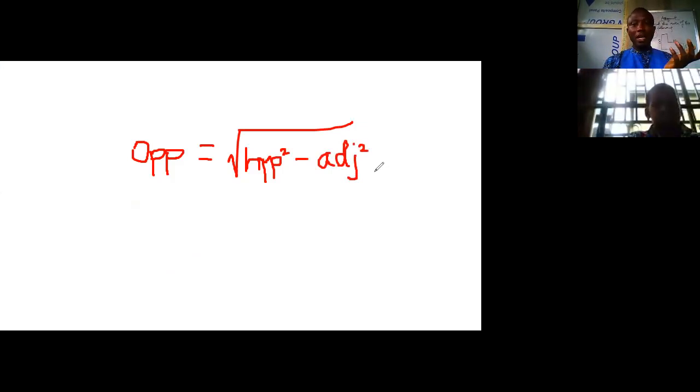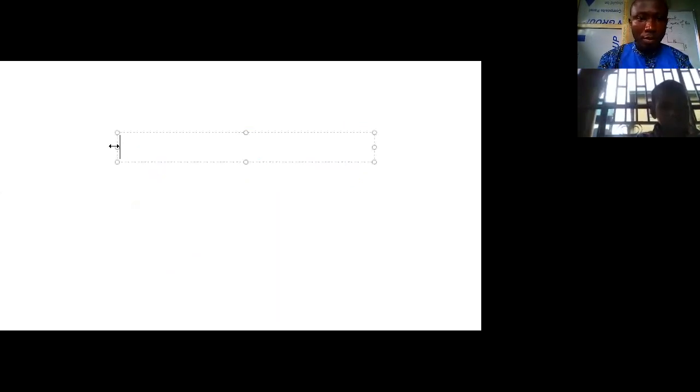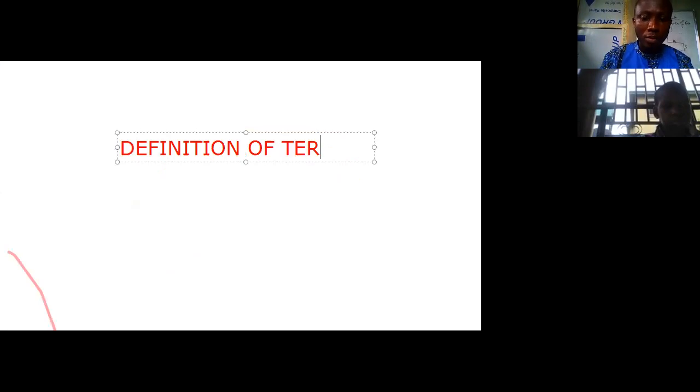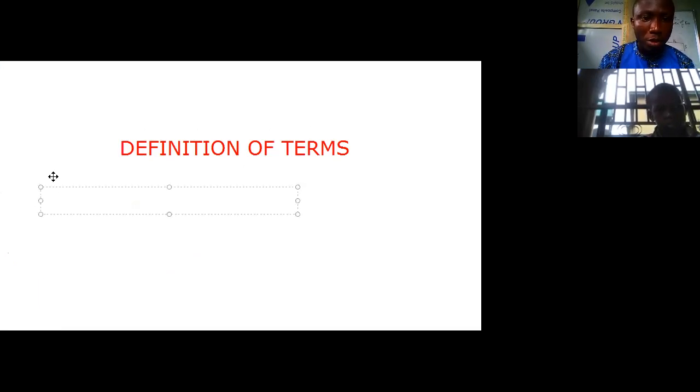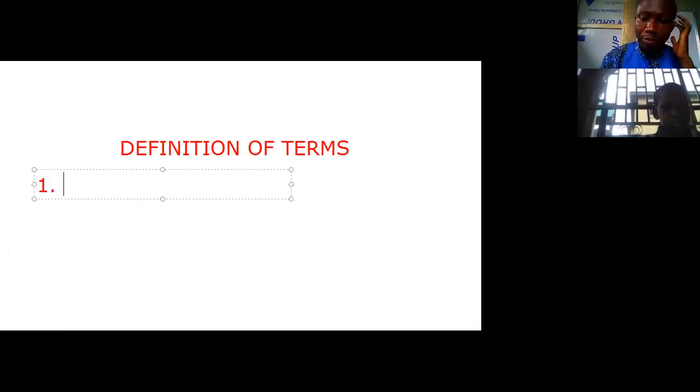Now I want to define hypotenuse, opposite, and adjacent. So write definition of terms. Definition of terms. The first one is hypotenuse. Number one, hypotenuse.